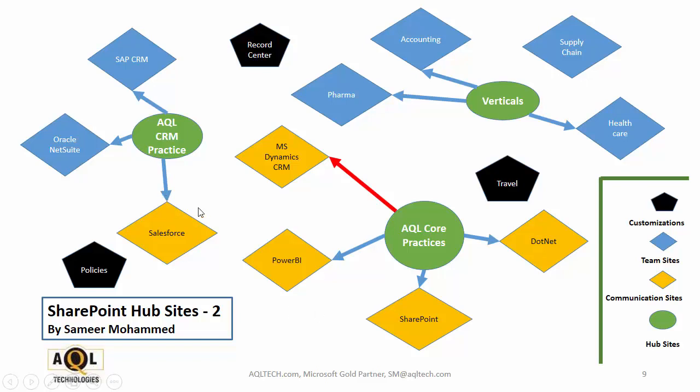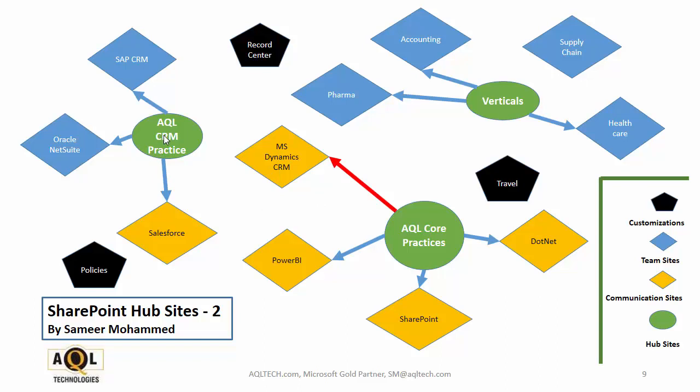So let's just say that there's another hub site which is just AQL CRM Practice, and this hub is actually associated with 3 different modern sites: SAP CRM, Oracle NetSuite CRM, and Salesforce. So AQL has definitely got focus on the CRM practice, and we end up doing SAP CRM, Oracle, and Salesforce. But of course, Dynamics is our core, so that's the reason it's part of this hub. But down the line, if I want to change this architecture, I can do that very easily. All I got to do is go to this MS Dynamics CRM site and then associate this over to the AQL CRM practice hub site.